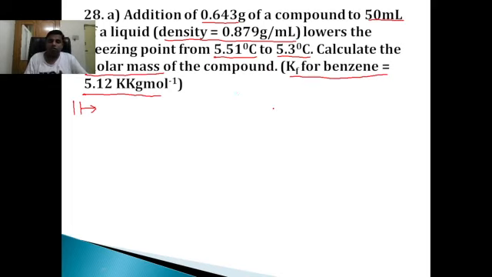So which formula are you going to use? I have a liquid. The volume of that liquid is 50 ml. The density of that liquid is 0.879 gram per ml. To that liquid I am going to add 0.643 gram of a compound. Now the freezing point of the liquid decreases from 5.51 to 5.3 degree centigrade. You have to calculate the molar mass. By looking at the problem itself you can guess the formula. Yes, it is depression in freezing point. You have to use the formula for depression in freezing point.